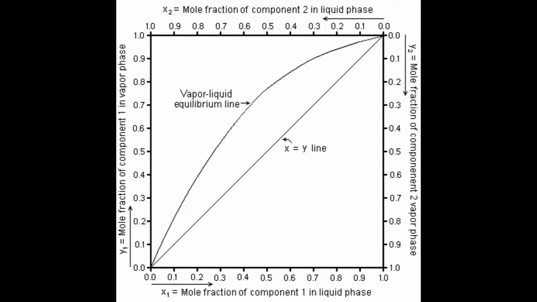For distillation calculations, the equilibrium vapor-liquid composition data can also be plotted in this figure, wherein the vapor phase composition Y is plotted as an ordinate and the liquid phase composition X is plotted as abscissa.